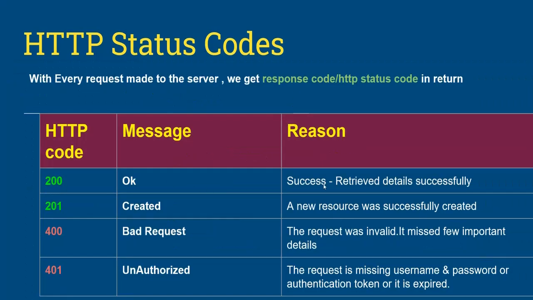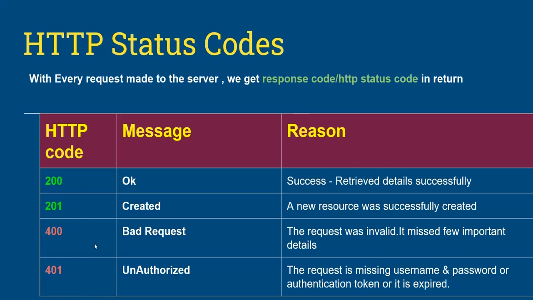200 means okay. Whenever we are retrieving existing details successfully, it will show you 200 as the HTTP code. Okay is the status message. And whenever we are creating a new resource by using the POST method, it should respond with 201, which is successfully created. These two are the success codes.